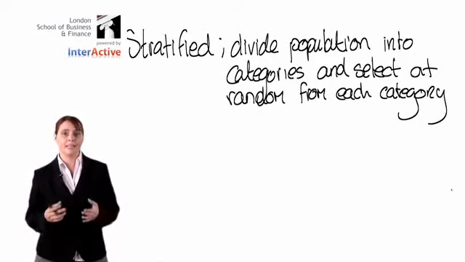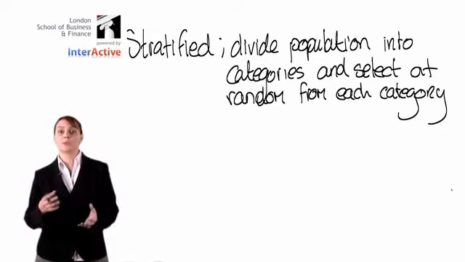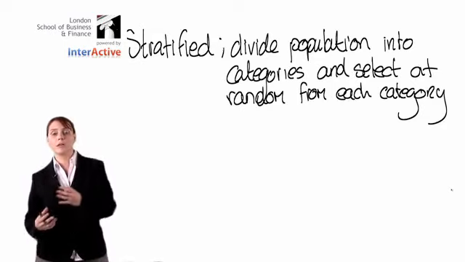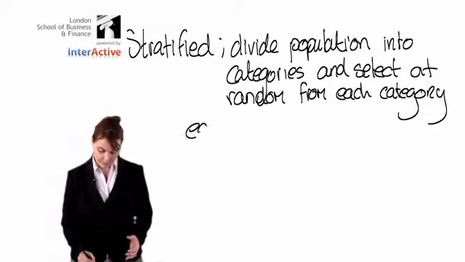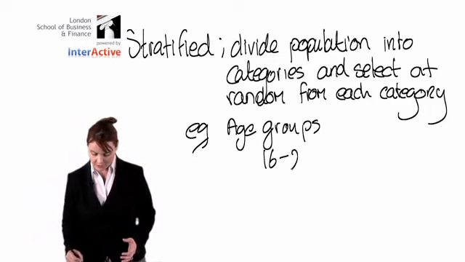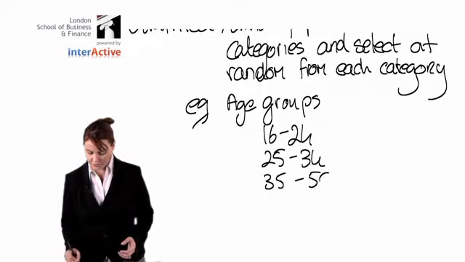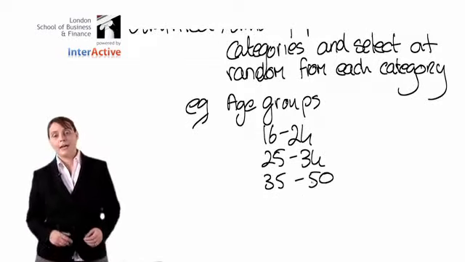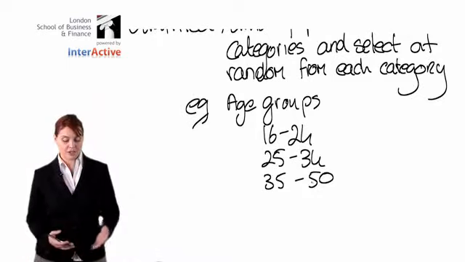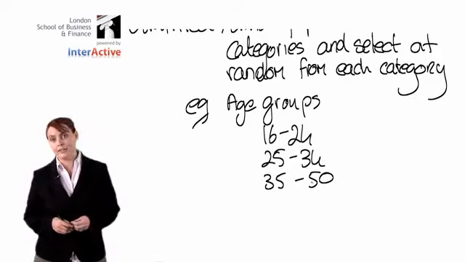So maybe we've got people aged 16 to 24. We've got our next age group, which would be 25 to 34, and so on. So, for example, if we stratify into age groups, 16 to 24 years, 25 to 34, and maybe then 35 to 50-year-olds, and then we just select perhaps 33 people at random from each of our 3 age groups.